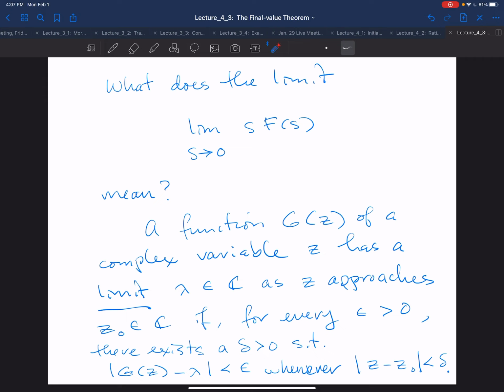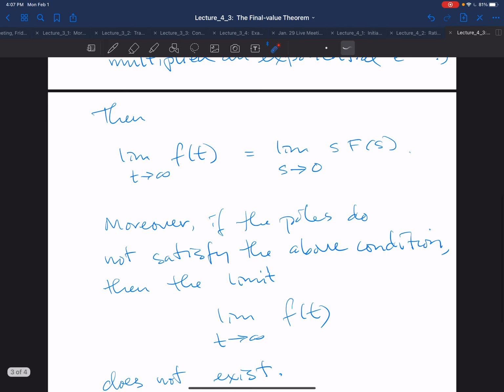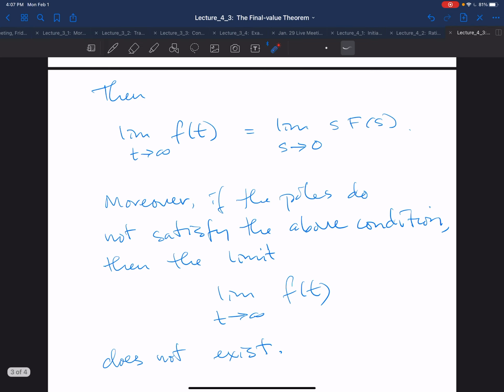So in a sense, it doesn't matter what direction z is approaching z naught from. As long as z gets closer and closer to z naught, g of z will get closer and closer to lambda, intuitively. So that explains the right-hand side of the equation in the final value theorem. Again, the final value theorem says, under all of our assumptions, that the final value of f of t is equal to this limit of s times F of s as s goes to 0.